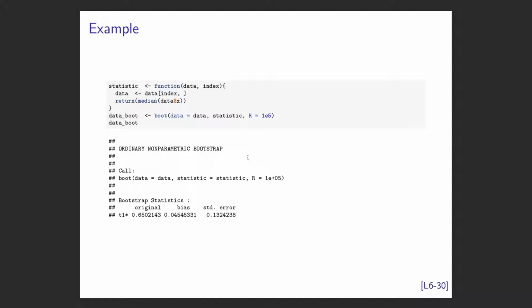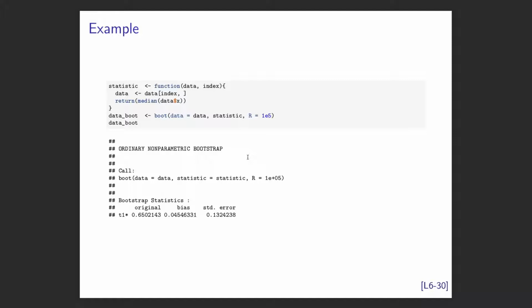The first thing it takes is data, and the second thing is index. So what you're doing is creating this generic function that they're going to use, and they're going to pass the index in for you when they do the sampling. Index is a vector of the same size as your original data that says which of the rows you're going to select. So when I take my data, I select the rows indicated by index. Index is going to be an integer vector, and then I return the median of the data of x.